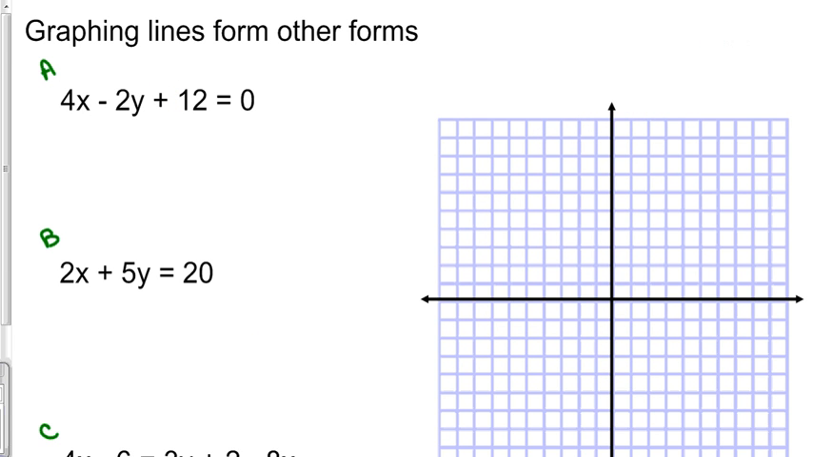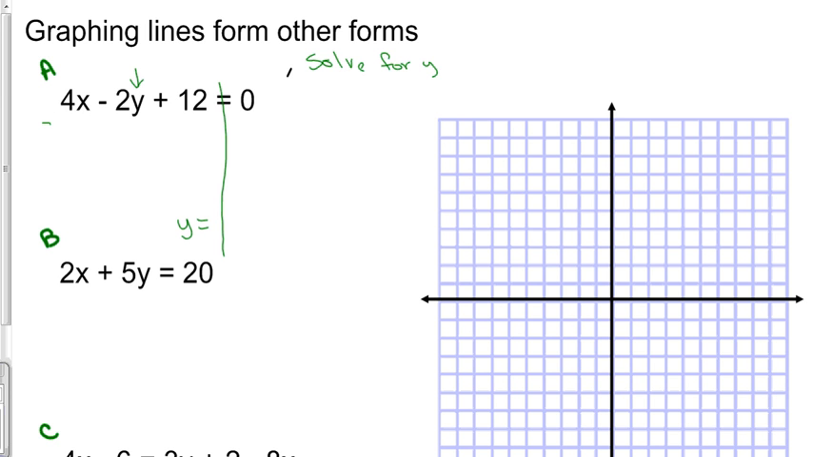What if it's not in slope-intercept form? There's a couple ways you can do this. One way is what we learned back in chapter 2, solve the equation for y. So if I solve the equation for y, I'm going to get it to say y equals, and then it is in slope-intercept form. So to solve for y means to get this y term by itself.